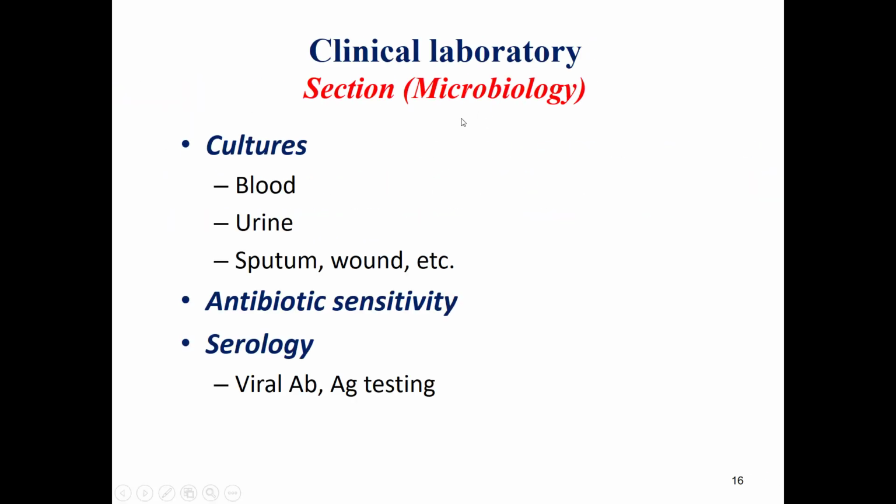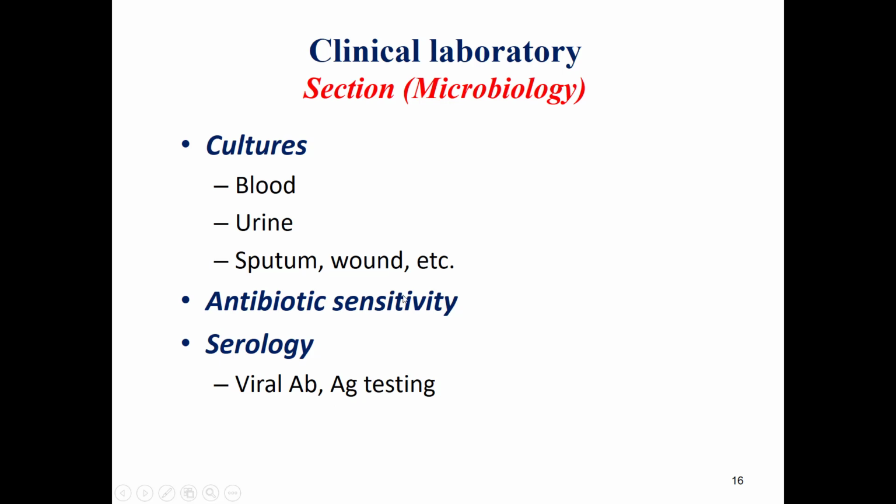In the microbiology, we have also different types of tests. We have the cultures: the blood culture, the urine culture, the sputum culture, wound culture, and so on. We have the antibiotic sensitivity, where we study what we call the MIC, the minimum inhibitory concentration. We have the serology, which is these days very important due to the need for coronavirus testing. We have a PCR lab where we test for the antigens and antibodies for the viruses. We have the viral antibodies and antigens testing.